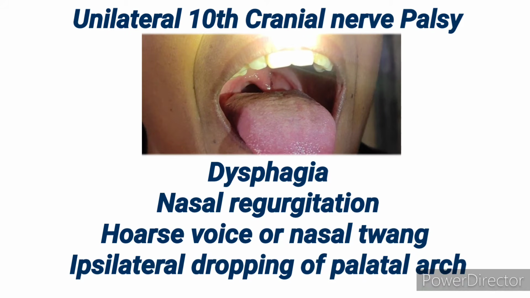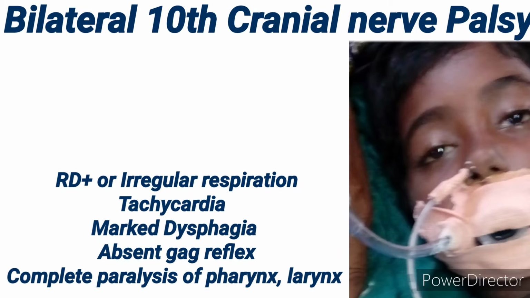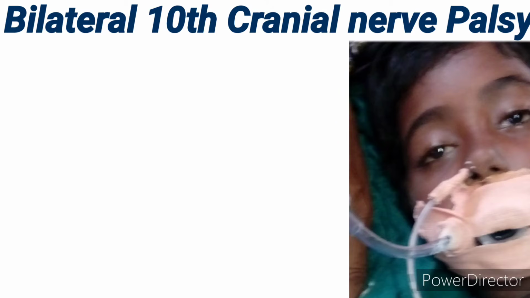Also tachycardia and loss of oculocardiac reflex can be there. When the child is having bilateral 10th cranial nerve palsy, then it is incompatible with life because the child will have respiratory distress. There will be marked dysphagia, nasal regurgitation, and pooling of secretions. The palate cannot elevate on phonation. Absent gag reflex will be there. Impaired cough reflex will be there. The child will have complete paralysis of the pharynx and larynx. Also tachycardia will be there. GI atonia, vomiting, and respiration can be slow and irregular.